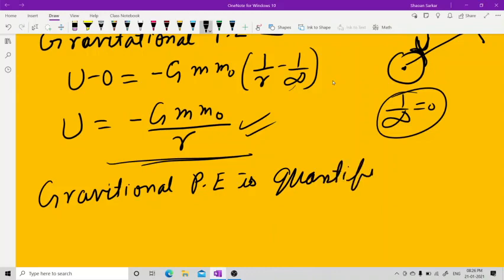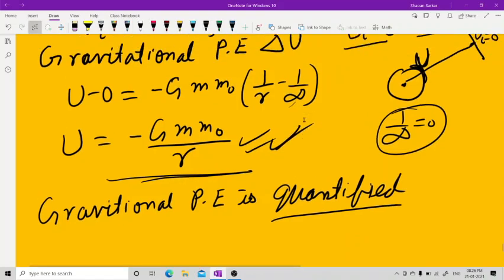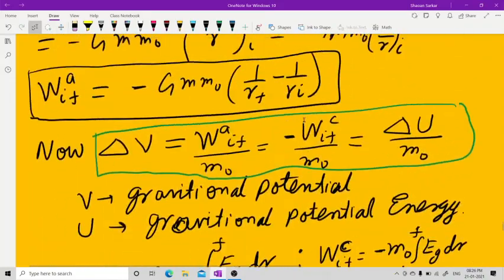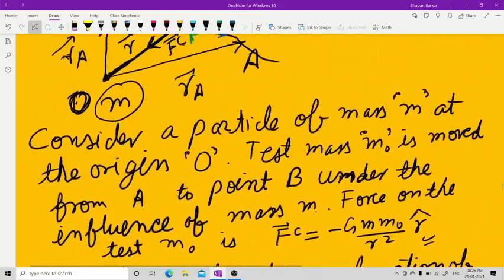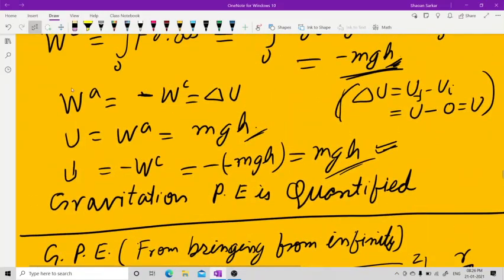See one thing. First, see whether the question they're asking is for within the earth or from outside the earth. If it's outside the earth, you need to use this, or if it's within the earth, then you can straight use this one. This expression that I did.